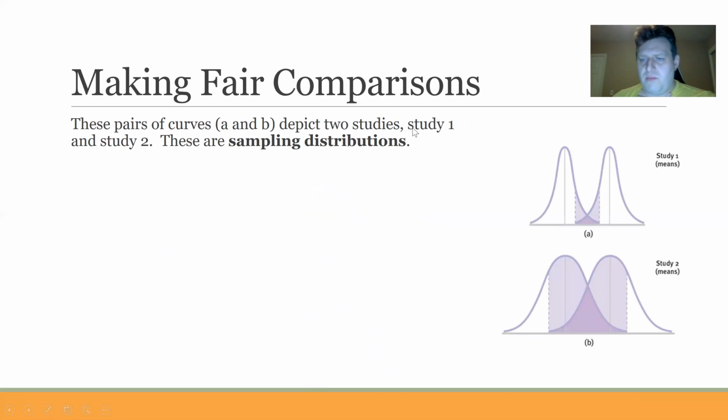A wonderful thing about effect sizes is that we can make fair comparisons across various studies using different sample sizes. I want you to notice here that these are not population distributions. These here are sampling distributions. In A, we probably have a larger number of subjects than in B. The standard error of the mean seems to be smaller in A than in B because we probably have more subjects in situation A than situation B.